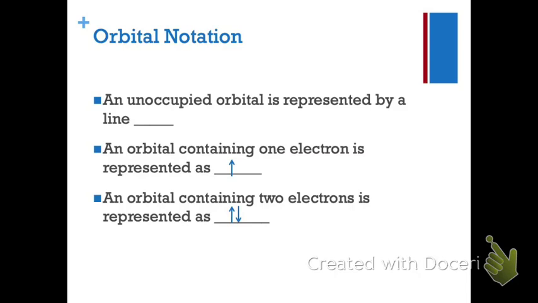So when we represent orbitals, orbitals are just indicated by a line. A line is what we call an orbital. Some places will even draw a box as an orbital. An orbital that has one electron has one arrow in it, and if it has two electrons, it's got two arrows in it. I'll expand on that in just a minute. An unoccupied orbital is represented by just an empty line. So if the line is empty, that means there's no electrons in that orbital.